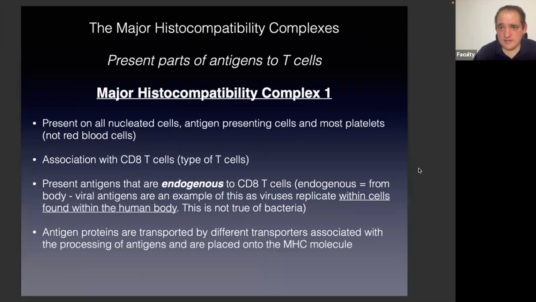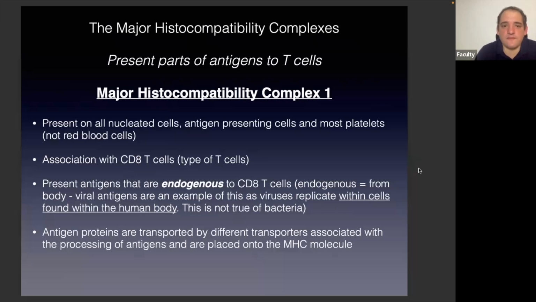MHC1 is associated with the CD8 subclass of T cells, whereas MHC2 is associated with the CD4 type of T cell. One way I always try to remember it is that it's the rule of eights, meaning in MHC1, if you multiply 1 and 8, it equals 8. MHC2 is going to be associated with CD4 cells, which I'll show on the next slide, but then 2 times 4 is 8. So it's a little mnemonic to remember that, all right, CD8 is MHC1, CD4 is MHC2.